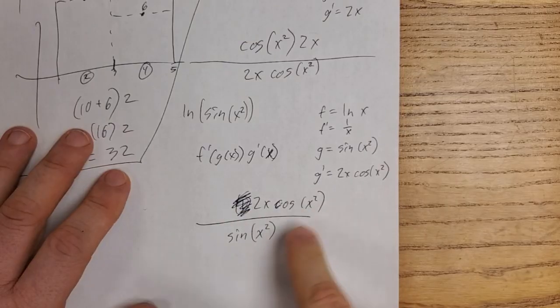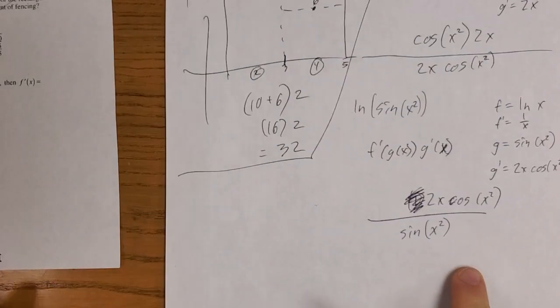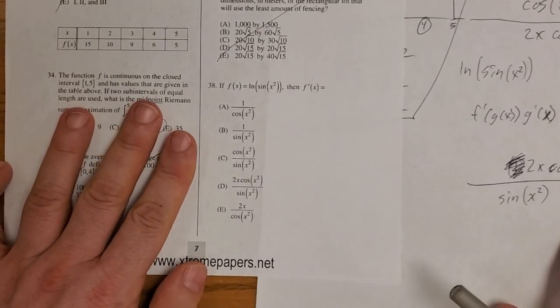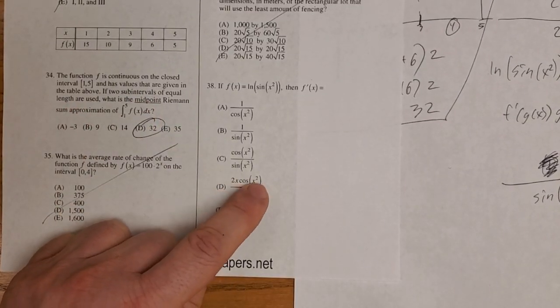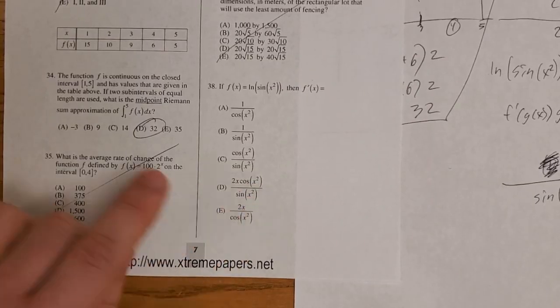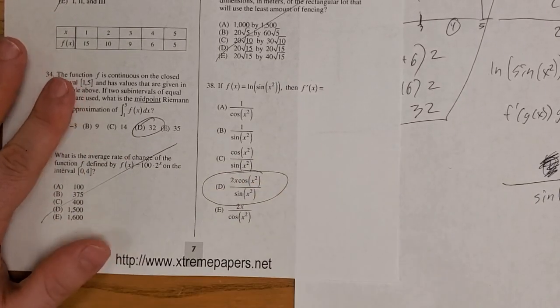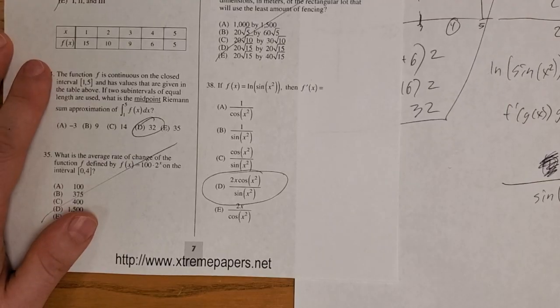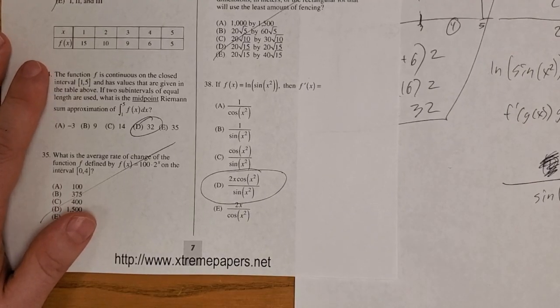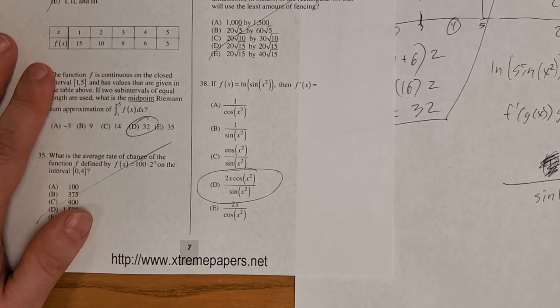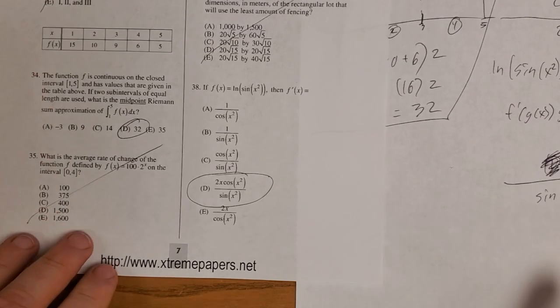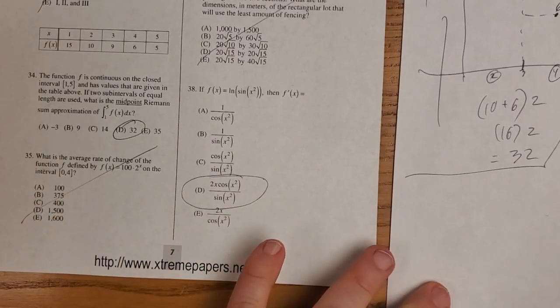2x cosine of x squared over the sine of x squared, and does it give us something that looks like that? It certainly does. 2x cosine of x squared over sine of x squared. That is indeed the answer. And again, if it throws something complicated at you, just break it down, take it by the steps, work it from the inside out, and it ends up being not as complicated as you would think at first glance.